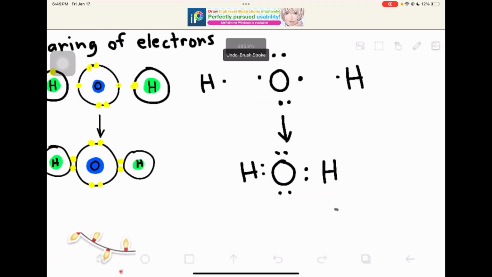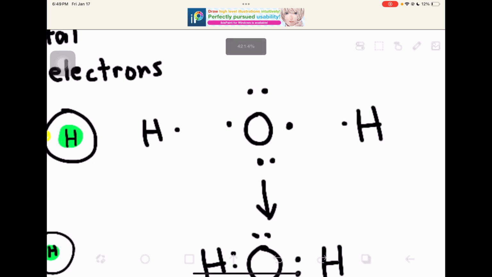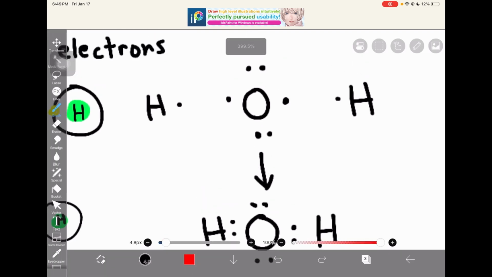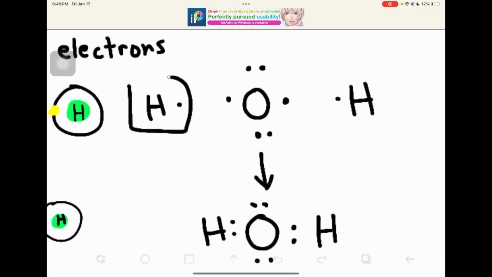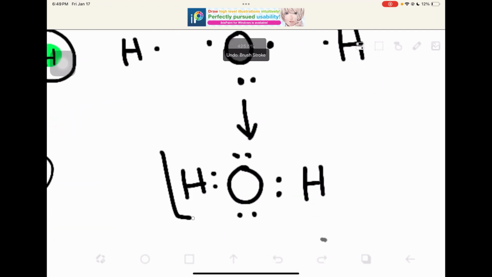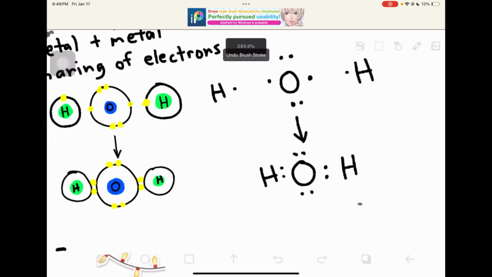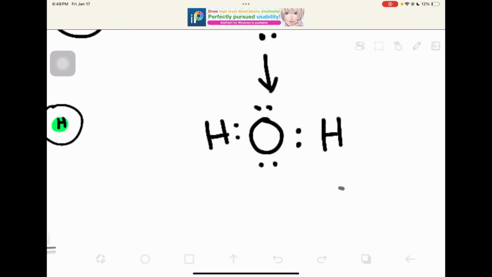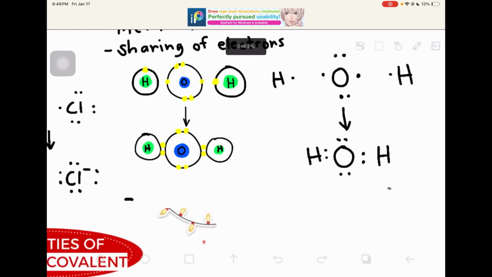Now what happened here? As you could see, the O has 6 valence electrons, but now it has 8. Where did the other 2 come from? It's from the assistance of these 2 hydrogens, and as you could see now, they're all connected into one clump to form a compound. This compound or molecule is called H2O, and it's more commonly known as water.